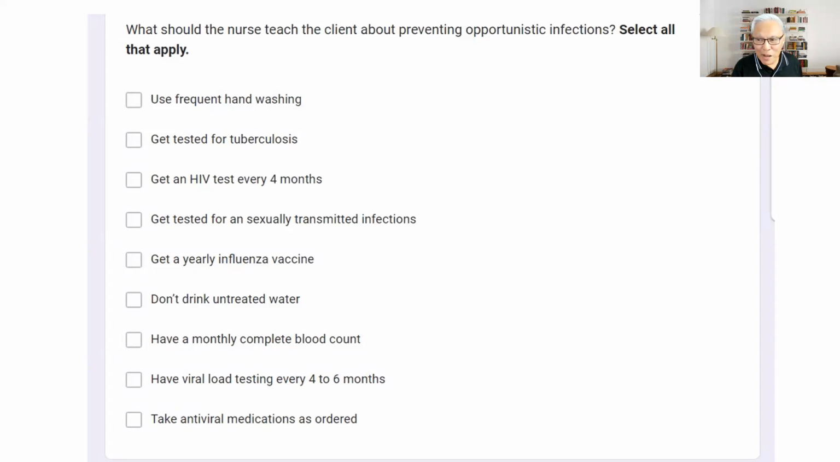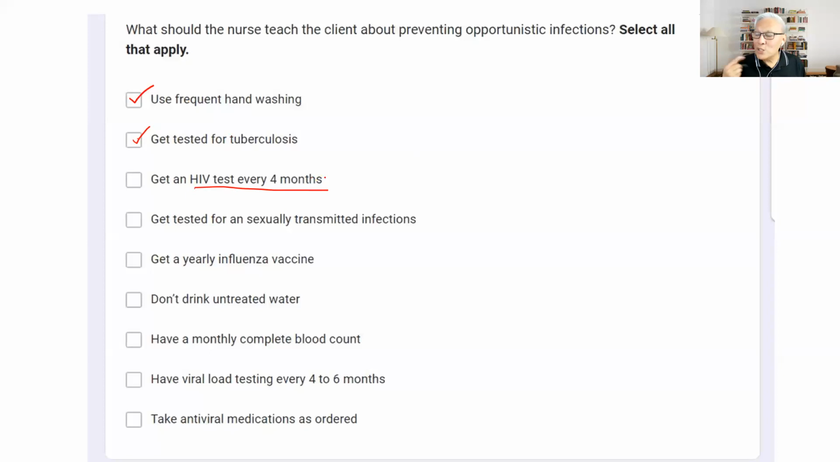because it's right minus wrong, okay? So would you teach him about using frequent hand washing? I think so. I mean, this would be important for anything. And because of his CD4 count of 178, I think that he should also get tested for tuberculosis. Do you have to have an HIV test every 4 months? No. He's already diagnosed. Yeah, you already have it.